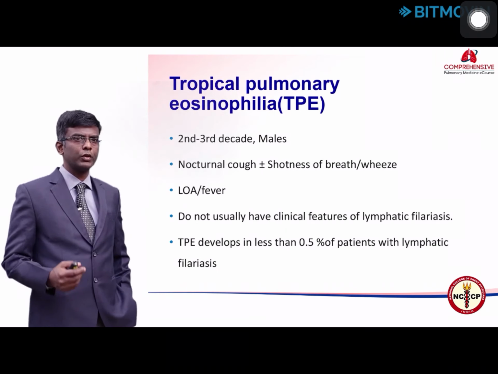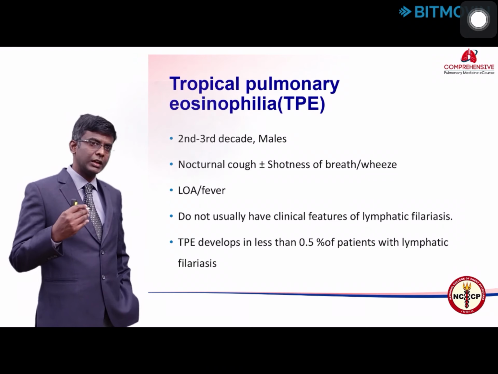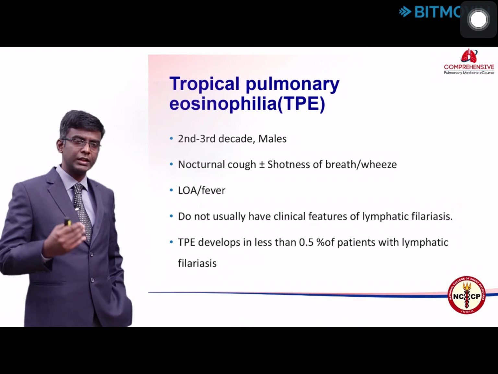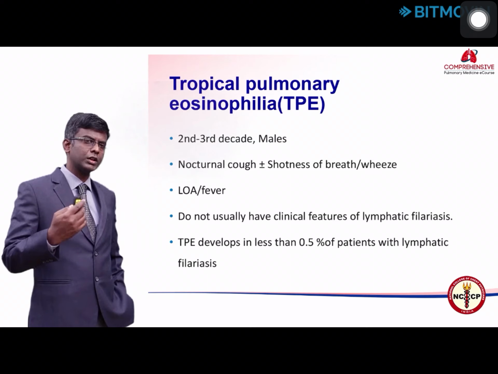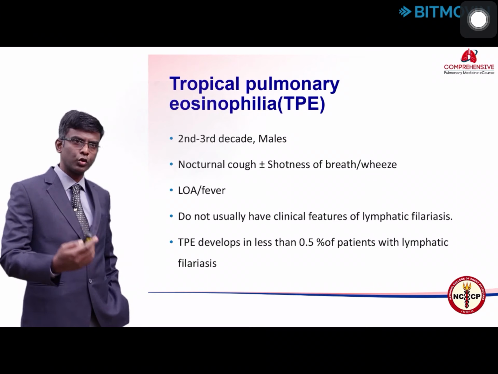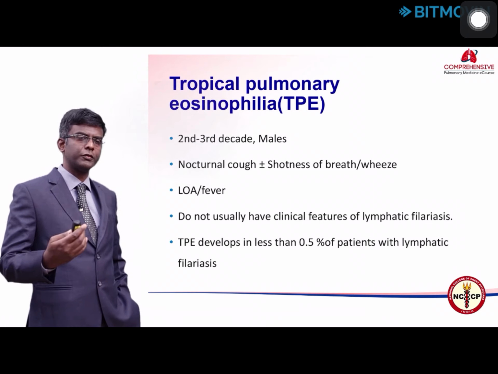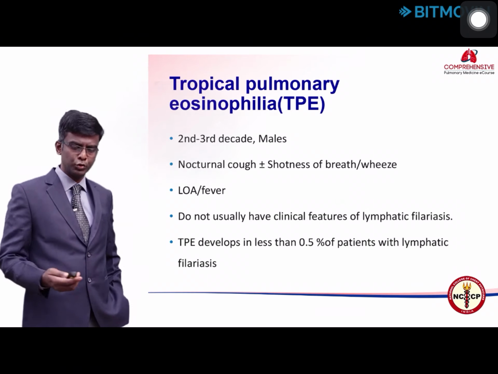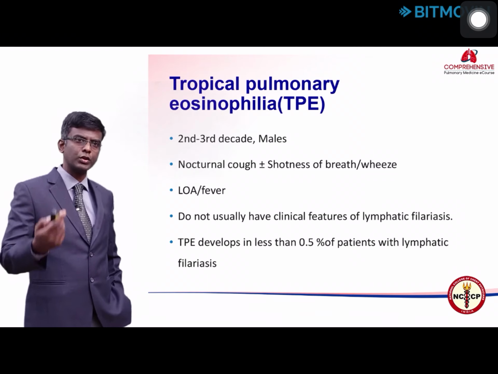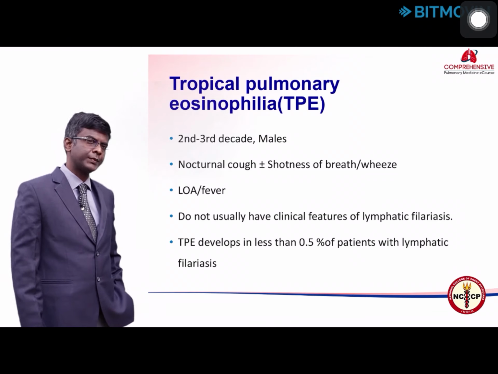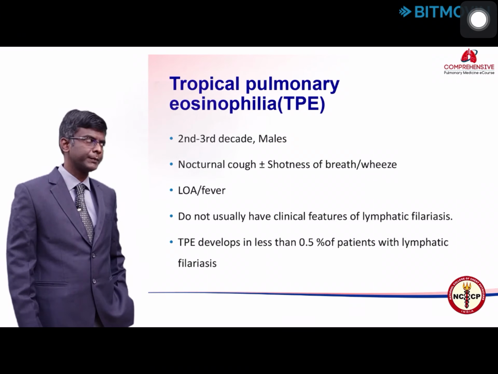The next important condition is tropical pulmonary eosinophilia. It is common in endemic countries, and India is an endemic country for tropical pulmonary eosinophilia. It commonly occurs in the second to third decade, and is more common in males. The patients typically present with nocturnal cough, which does not go away with the usual medicines. Patients can also present like asthma with shortness of breath and wheeze. They can have systemic symptoms like loss of appetite and fever.